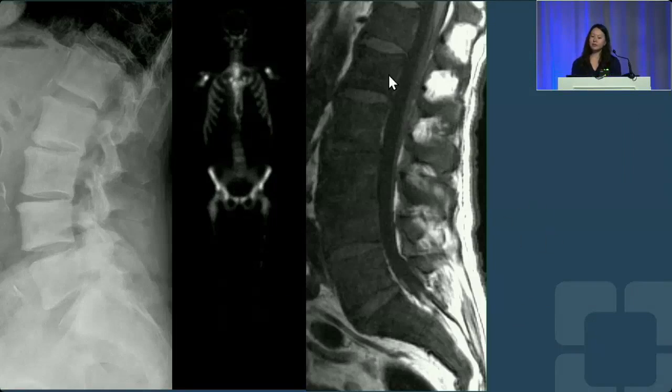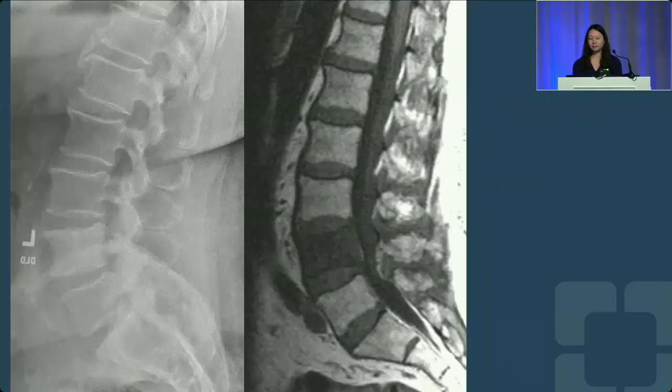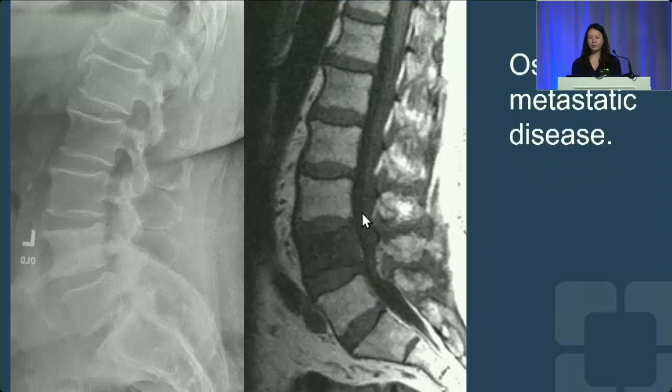And here's a corresponding MRI where the T1 signal of the marrow is diffusely dark. Again, you can see the disc space is brighter than the marrow signal. This is diffuse osseous metastatic disease. There's a focal area of marrow replacement. This is osseous metastatic disease, but it's involving one level, and this is what we call in radiology an ivory vertebra.